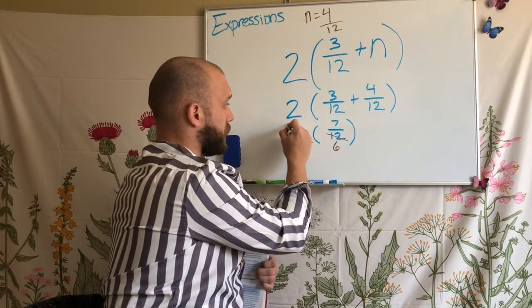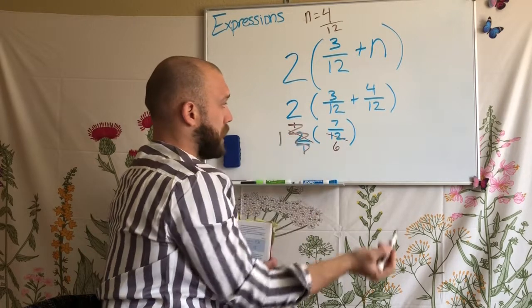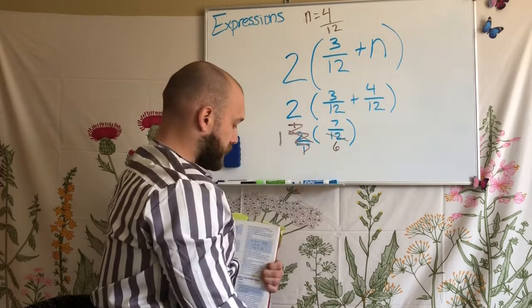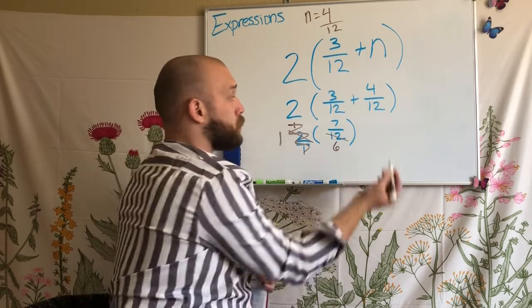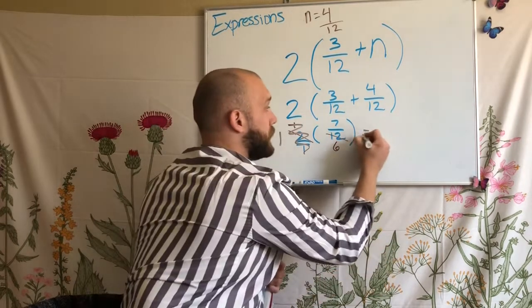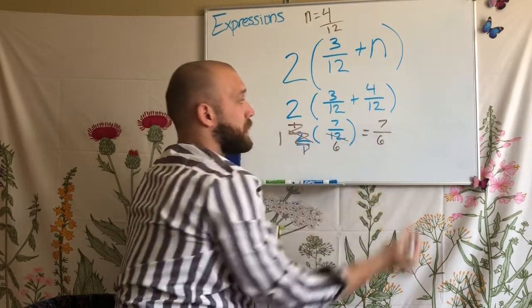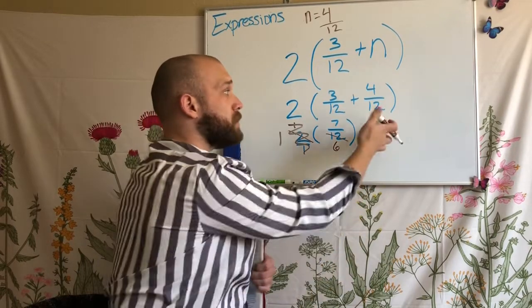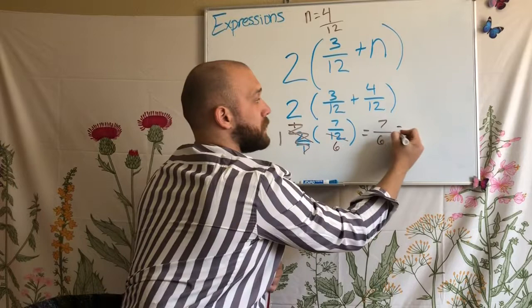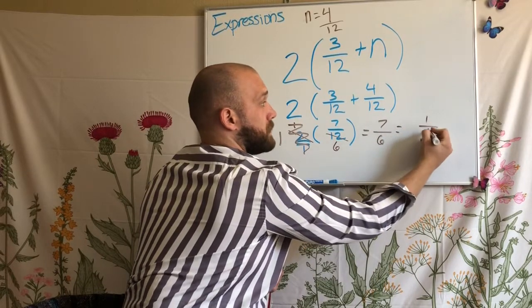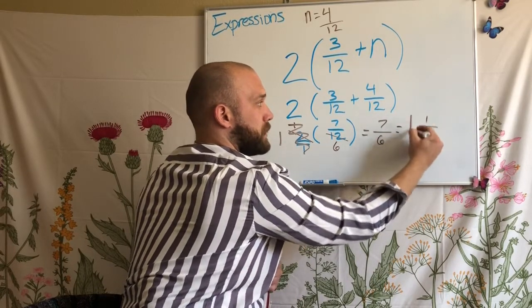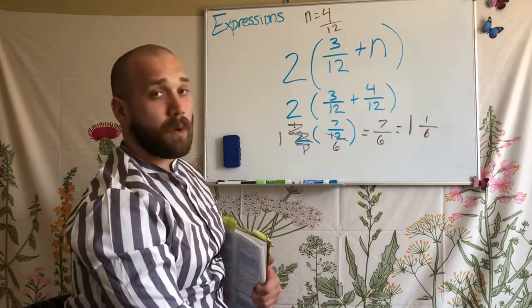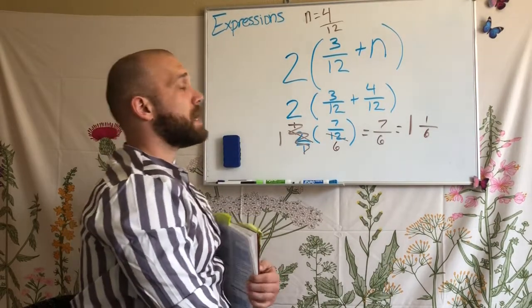So this whole thing can now be crossed out and be 1 times 7/6. And what is 1 times 7/6? Well, that equals 7/6. However, I'm not done because it's a top-heavy fraction. I know 7 minus 6 equals 1. That's my leftover, and what do I have a whole number of? 6 over 6, or 1. So my answer is 1 and 1/6.